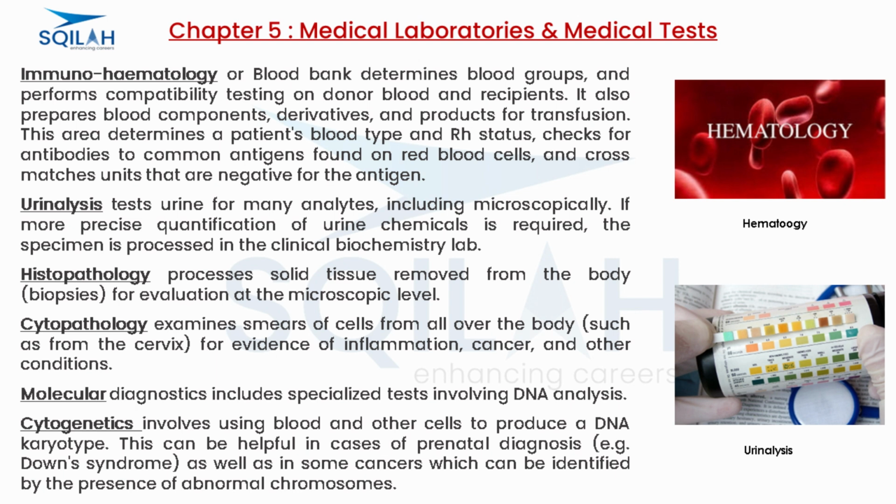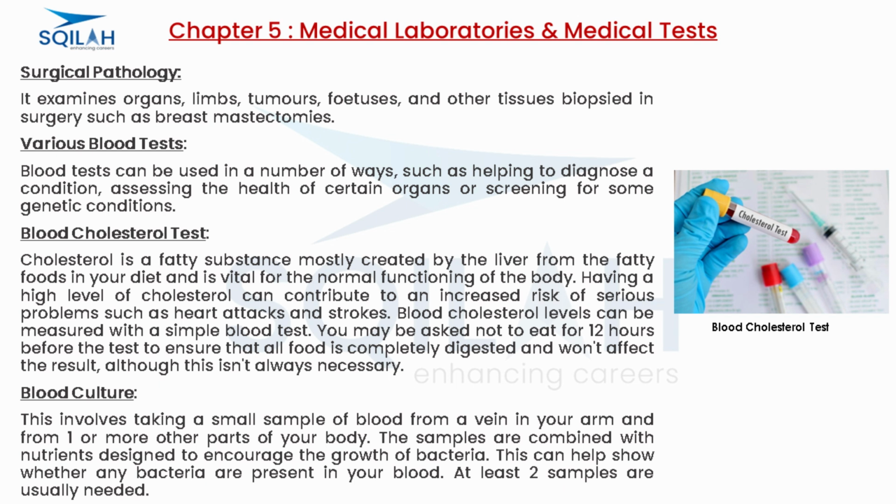Cytogenetics involves using blood and other cells to produce a DNA karyotype. This can be helpful in cases of prenatal diagnosis, e.g. Down syndrome, as well as in some cancers which can be identified by the presence of abnormal chromosomes. Surgical pathology examines organs, limbs, tumors, fetuses, and other tissues biopsied in surgery, such as breast mastectomies.